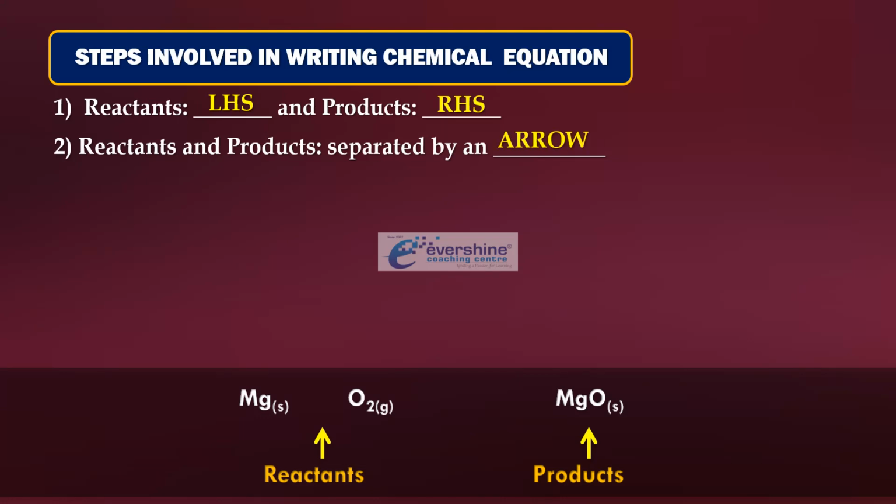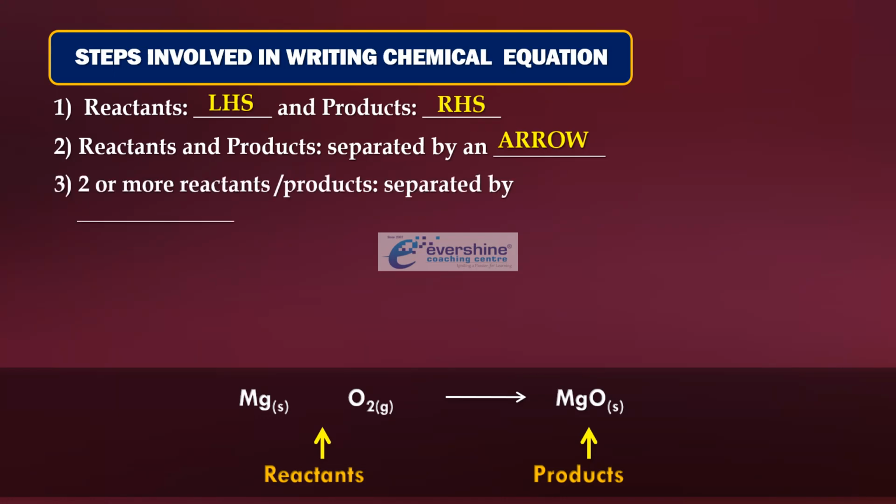How to show the change, how the reactants are converting into product? With an arrow, correct? If the arrow indicates this direction, it means this is changing into this. It means this is your reactant and this is the product. If you show the arrow mark in this direction, then this is the reactant and this will become a product. So this arrow indicates how the reaction is going to happen.